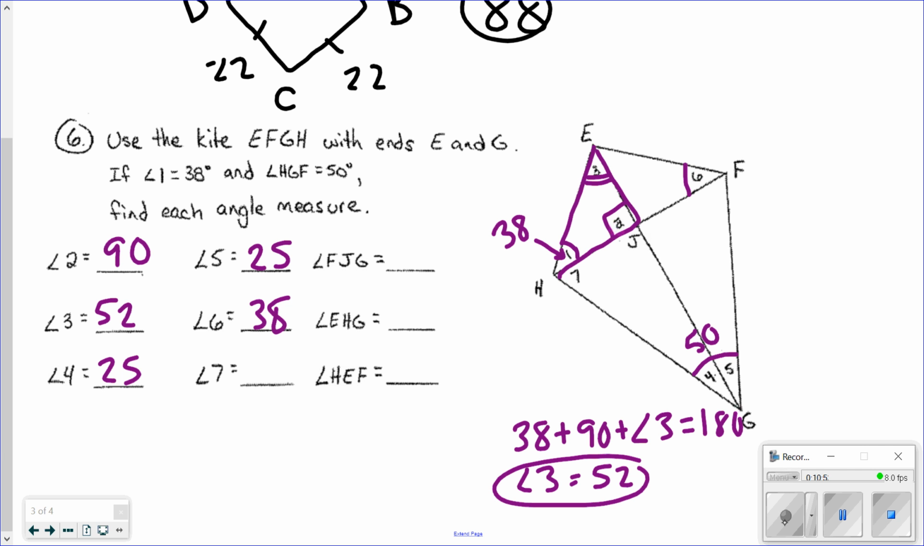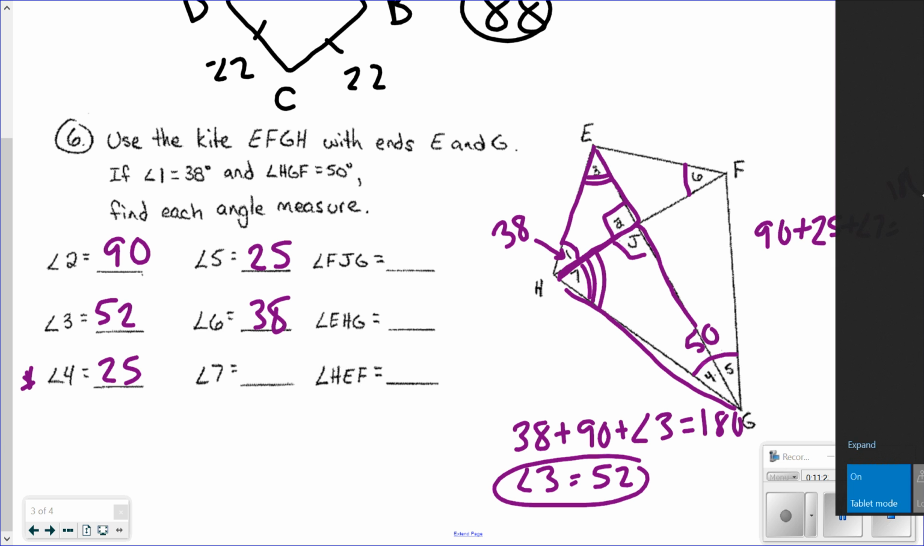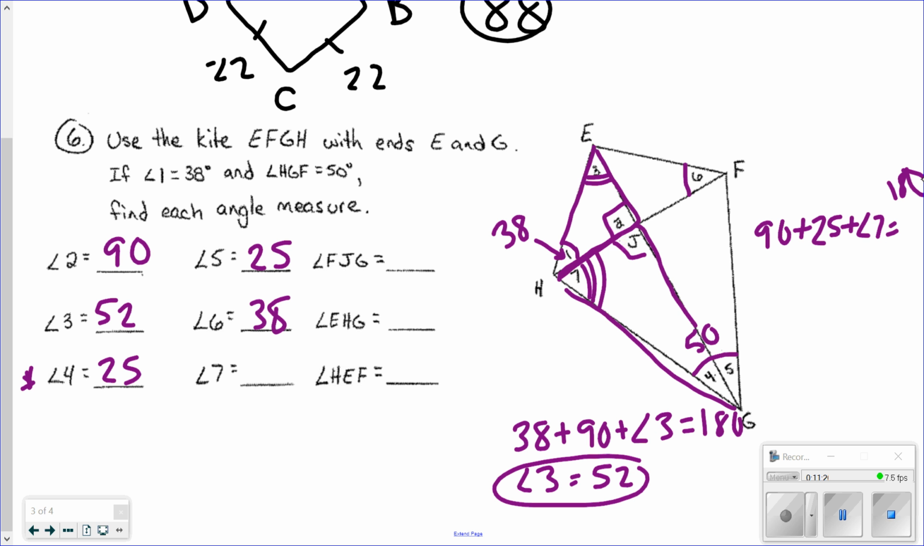Next, let's look at angle 7, and I'll put 3 marks here. For angle 7, we have another triangle here. We also know that this angle here is 90 degrees. To find angle 7, once again, I need to add up all the angles in that triangle. So it would be 90 plus angle 4, which we know is 25, plus angle 7 is equal to 180. Sorry, running out of room. So that would mean that angle 7 is equal to 65.